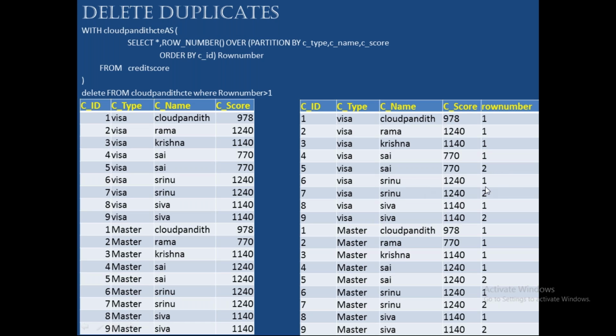Next, in this group, we have 2, that's why it is giving 1, 2. In this group, we have 2 records, 1, 2. Now you see, these are the duplicate records: Sai, Srinu, Siva. For these respective groups, in this group 1, 2, in this group 1, 2, in this group 1, 2, because in these 3 groups you have 2 records. But if you look at these 3 records, you have 1 record in each group. That's why it is 1, 1, 1.